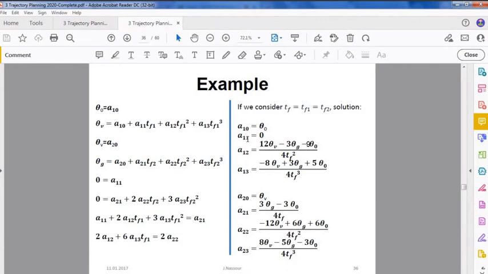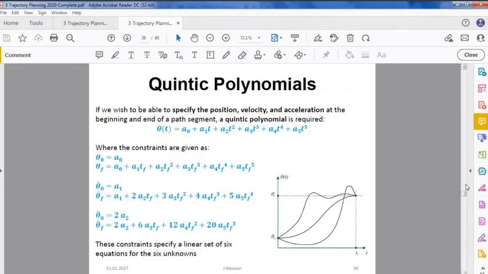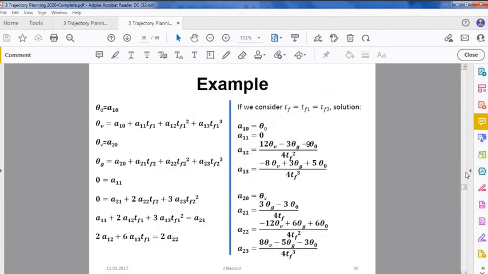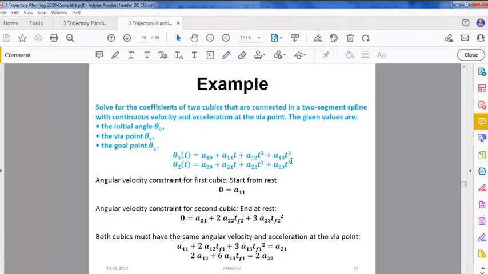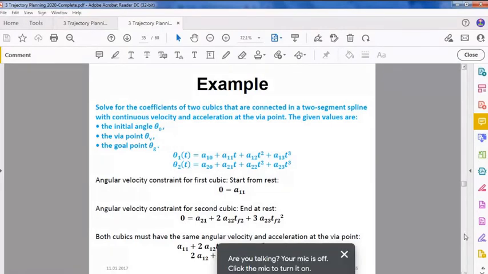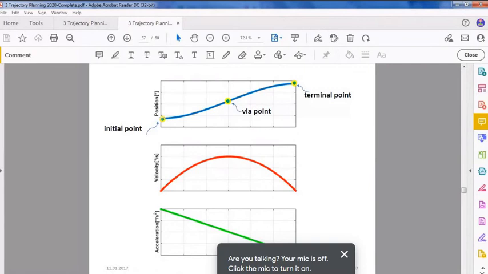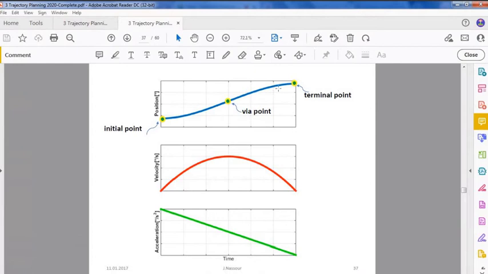When you get A10 until A13, you replace into the main equation. You replace back into this equation, and then you do the same as cubic polynomial without via point. Then you plot a graph. So that means you plot first half and second half. The second half must be connected to the graph of the first half. So it's a continuous graph. It does not break here.